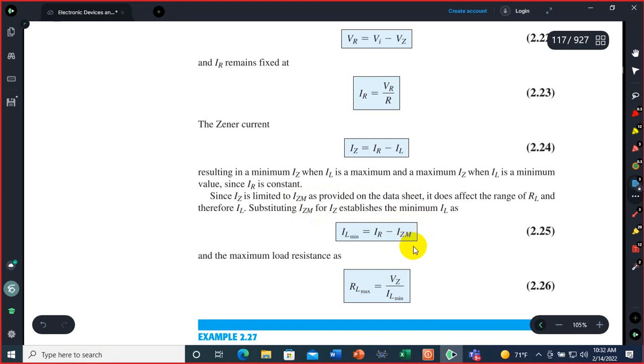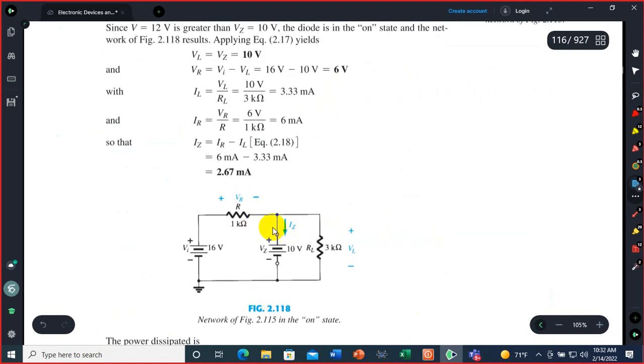So if you substitute the maximum current, that means you subtract the maximum current. When this is maximum and you subtract it from IR, this current will be minimum. That means when the current through the zener diode is maximum, certainly the current through the load will be the minimum, because IR equals IZ plus IL.